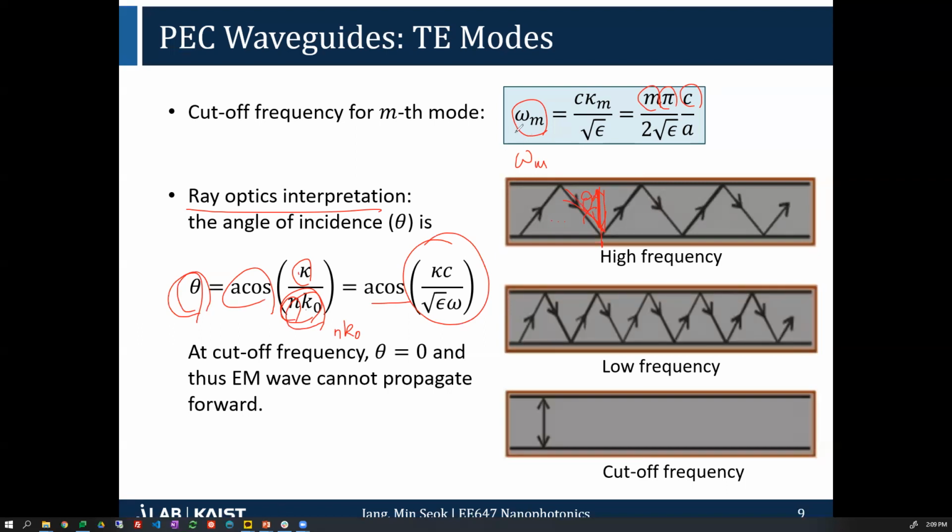And then you can realize that at the cutoff frequency, omega m is equal to this value, which means theta becomes 0, right? When omega m becomes this value, what's inside becomes 1, so the arc cosine becomes 0. Which means the wave is impinging on the interface at a 90-degree angle, at normal incidence, so the wave cannot propagate, but just goes back and forth over and over. Because of that, at this frequency, propagation is not possible.